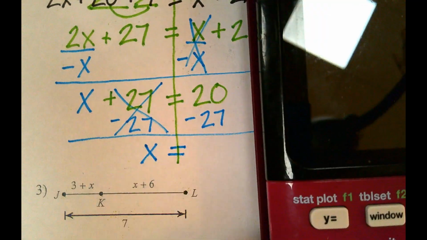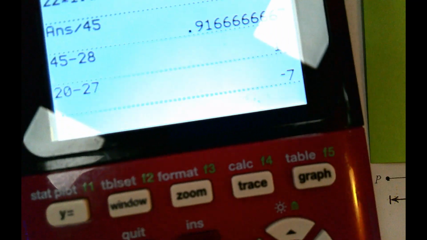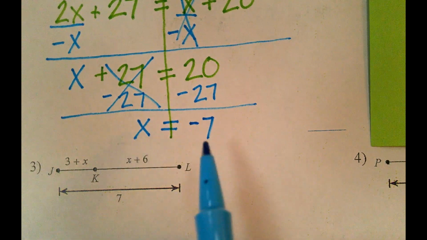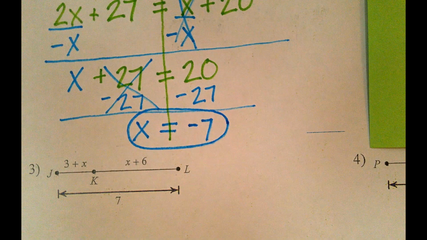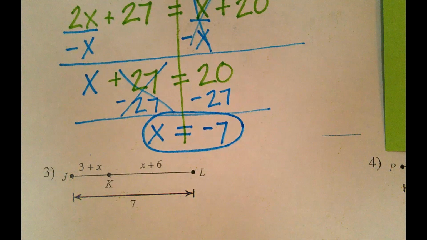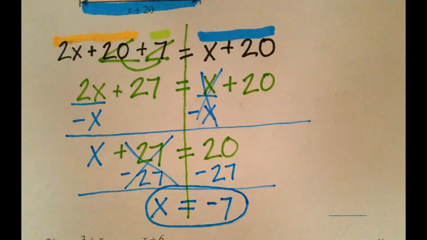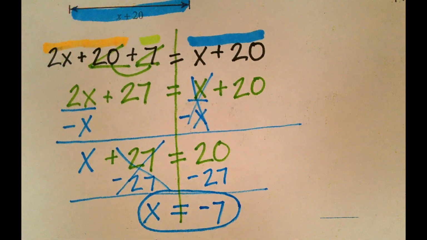You're going to get a negative number here. 20 minus 27 is negative 7. So do not forget your negative sign, because if you write positive 7, that won't be right. x equals negative 7. And that's your answer. There you go. Very, very good.